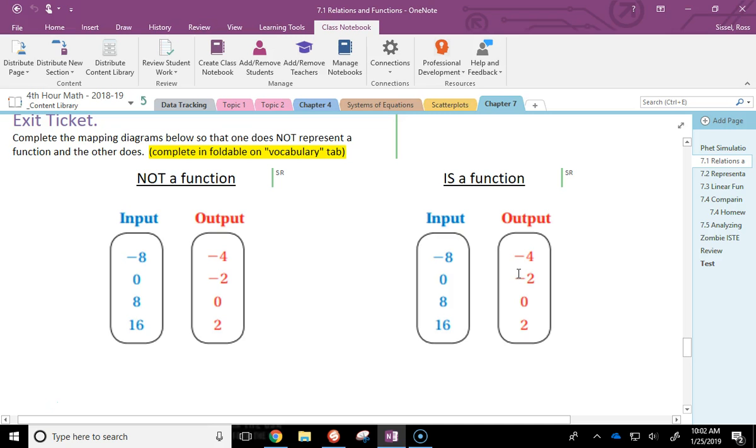Alright, so who thinks they could come up to the board? I want everyone to try and do one in their notebook, but who could come up to the board and make the first mapping diagram? I have inputs -8, 0, 8, 16. Outputs are -4, -2, 0, and 2. We got to make a mapping diagram. Remember, that's where you draw your line from your input to an output. Who thinks they can come up and make this one so it's not a function? Will, do you think you can do it? Let's see what you get.